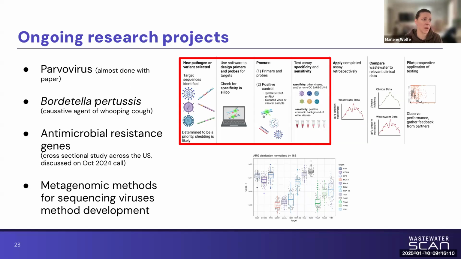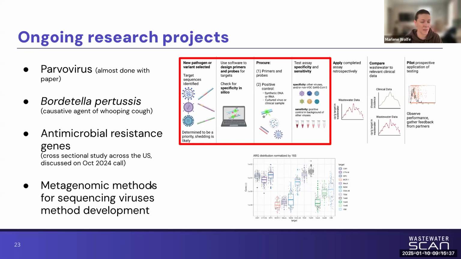We've been working on Bordetella pertussis, which is whooping cough, and that is a much earlier stage process. We're still really working on that. It's a little bit tricky. We presented some work a couple months ago on antimicrobial resistance genes, a cross-sectional study across all the sites. And that work is ongoing in preparation for publication.